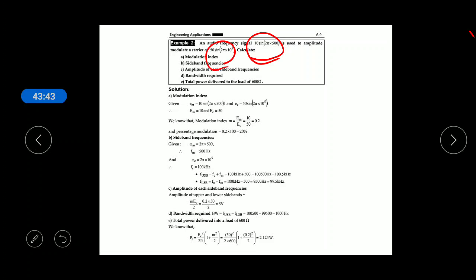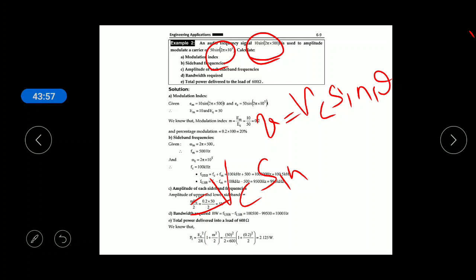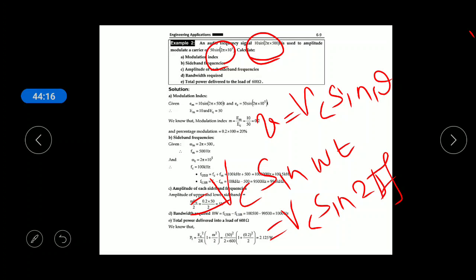The standard equation of any sinusoidal signal is V equal to capital Vc sine theta, where theta is equal to omega t, and omega equals 2 pi f. So you can write Vc sine 2 pi f t. This is the standard format of any sinusoidal signal, right?